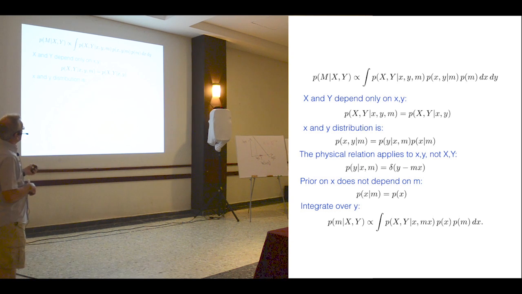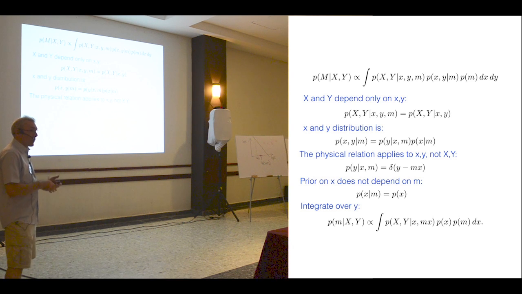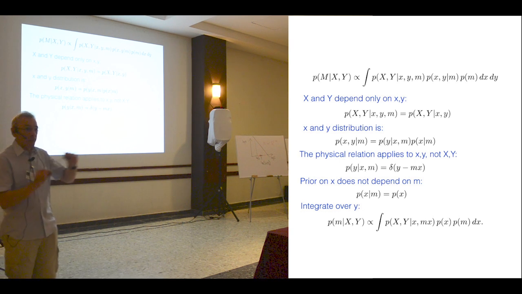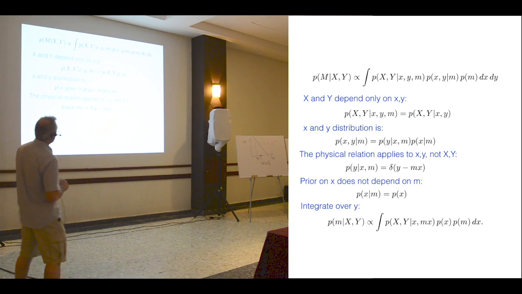The x and y distribution given m, well, we can use the laws of probability to write the joint distribution of x and y as the probability of y given x and m times the probability of x given m. So that's a nice simplification because the physical relationship, the model, applies to these latent variables, the true values of x and y, not to the observed variables. So we have a deterministic relationship in the model between y and x, and that is that y is equal to mx. So this probability is a delta function, delta of y minus mx. That's in the model for given m, that is a deterministic relation, so this term is a delta.